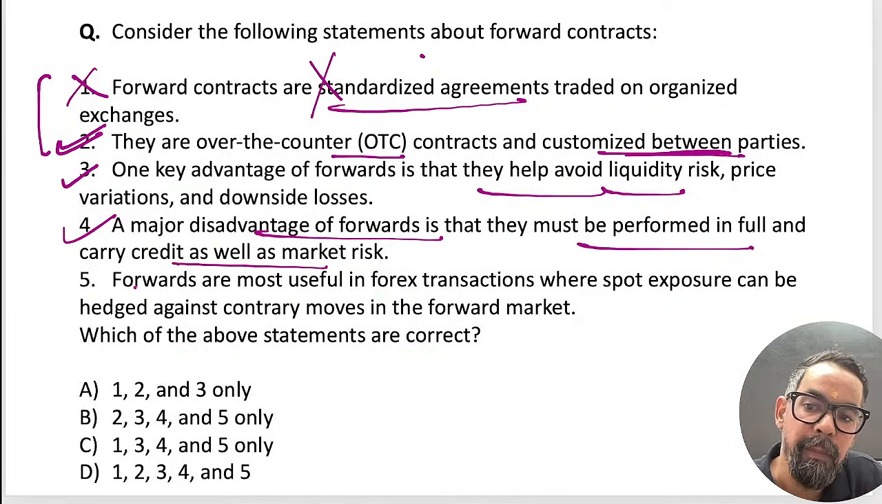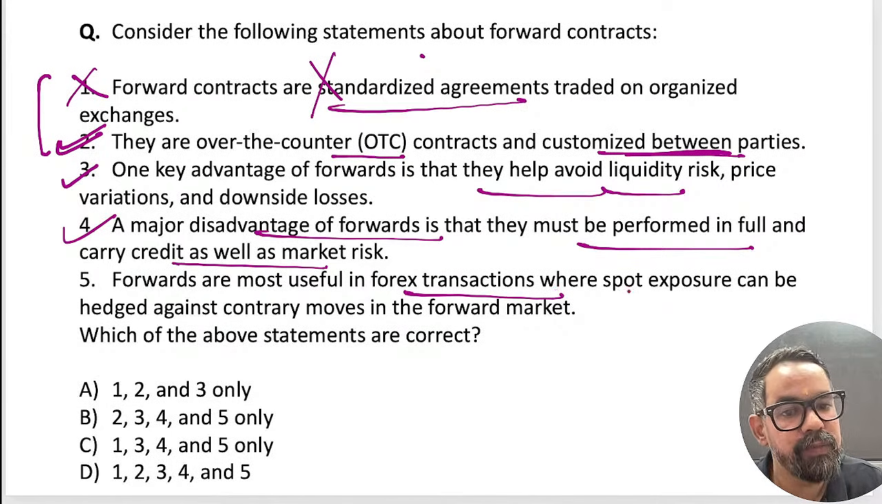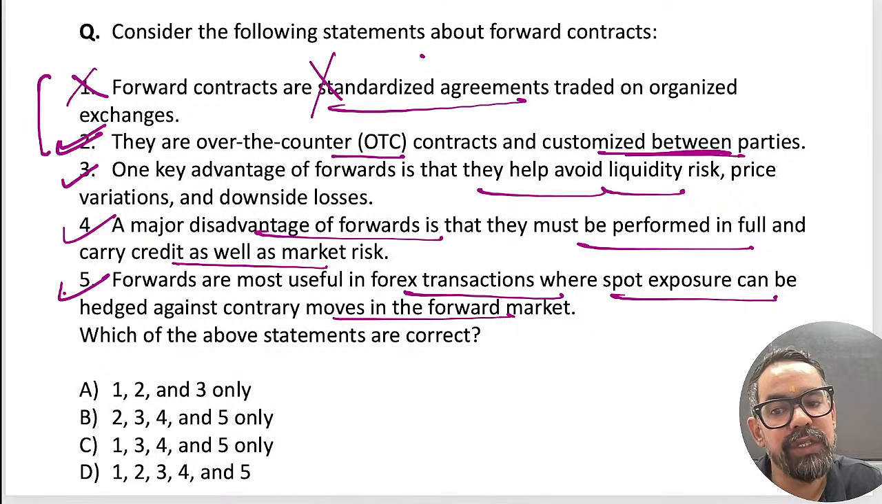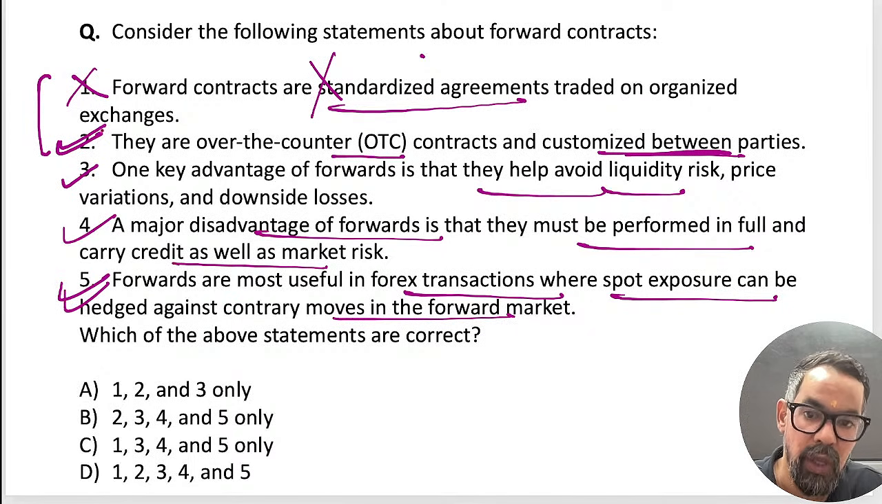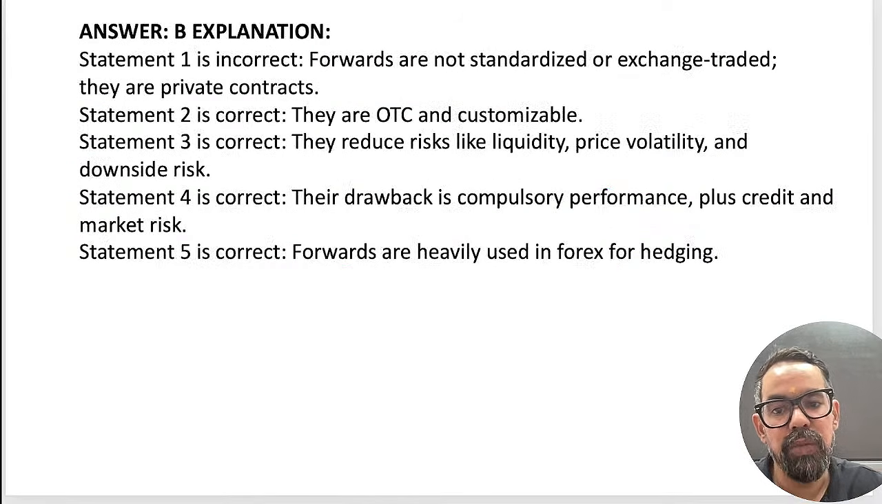Next one, forwards are most useful in forex transactions where spot exposure can be hedged, especially by exporters and importers. They use this one. So 2, 3, 4, 5. 2, 3, 4, 5 means option B will be the right answer for this particular one.